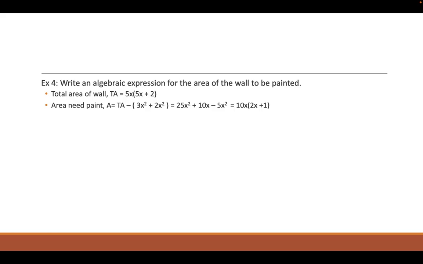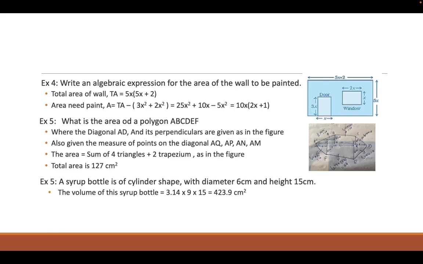What is the algebraic expression for the area of a wall to be painted? So this is what is given, the values in x, and you need to figure out the area of the surface to be painted. You are not going to paint the door and window, so figure out the area of the whole 2D figure, and subtract from it the area of the door and window. That is total area minus the area of door and window, and this is what is going to come.